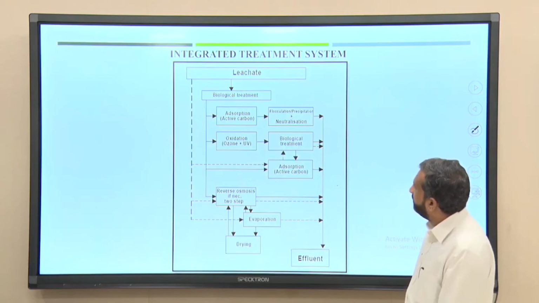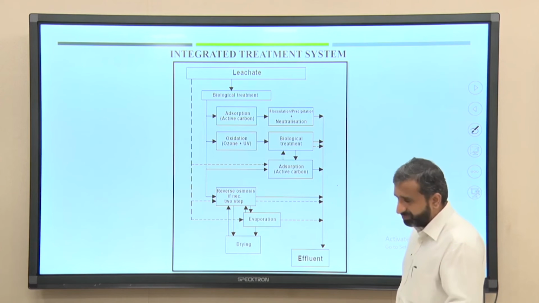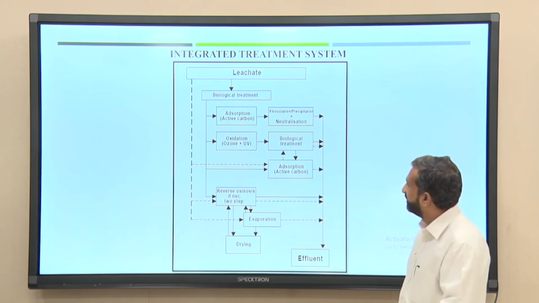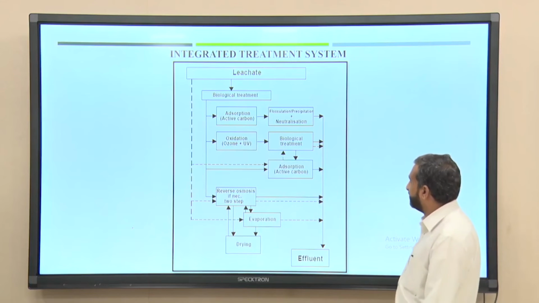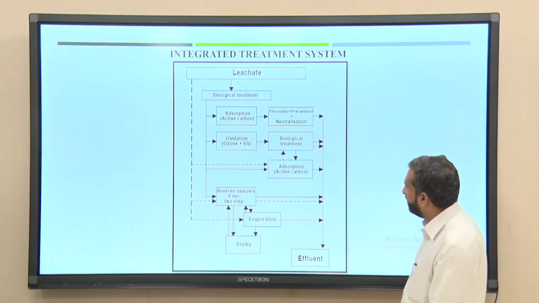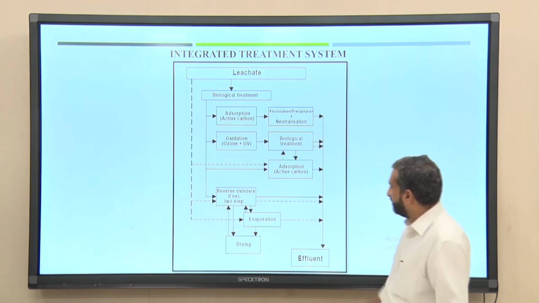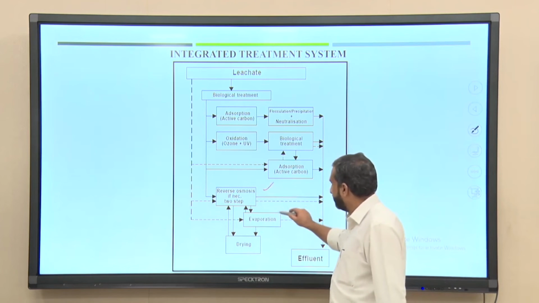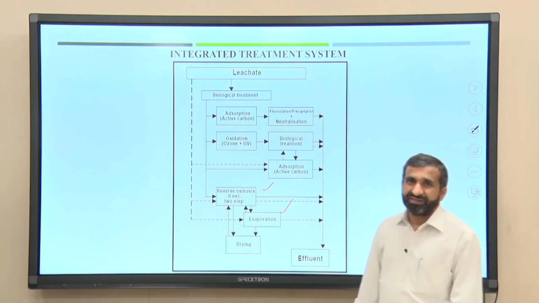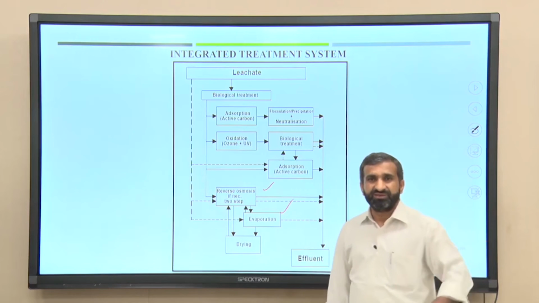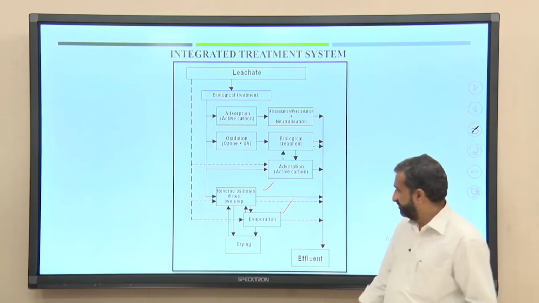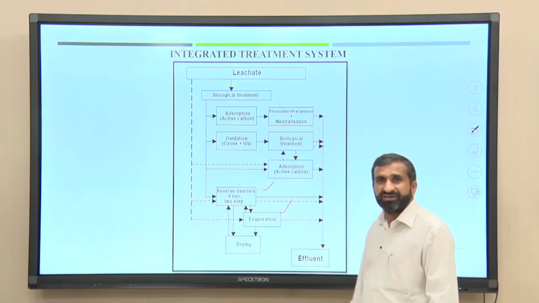So, there could be integration we can do for the treatment process, like we can go for the biological treatment process first. This biological treatment, with flocculation, sedimentation, or any kind of biological treatment process like activated sludge process or lagoon process, followed by reverse osmosis and evaporation. That way, if you can combine 2-3 technologies, we will be able to treat this leachate properly.